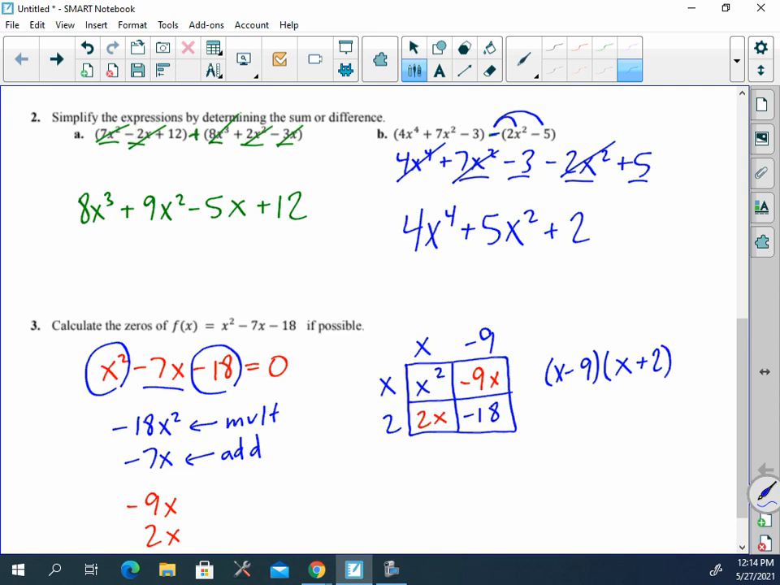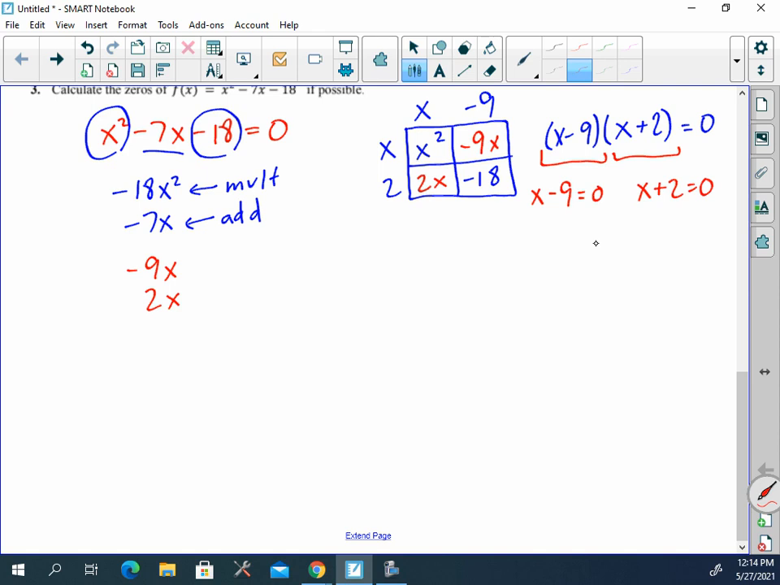Is the goal here to factor? No, the goal is to calculate the zeros. So this is in Mathia where you factor it first, and then you apply the zero product property. Mathia says this part equals 0, and this part equals 0, and you solve each of those separately. How do I solve this one? Add to both sides. So that's what you click in Mathia, add to both sides, you get x equals 9.